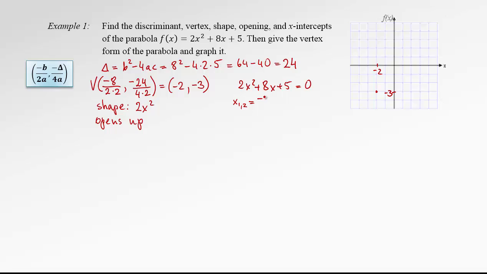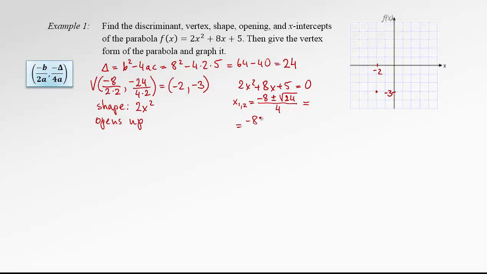So the quadratic formula goes like this. Negative b, which is negative 8, plus minus square root of delta, the discriminant. We already have the discriminant, it's 24. As you see, having the discriminant makes it easier to calculate the roots. Okay, over 2a, so 2 times 2 is 4. And let's simplify this expression.